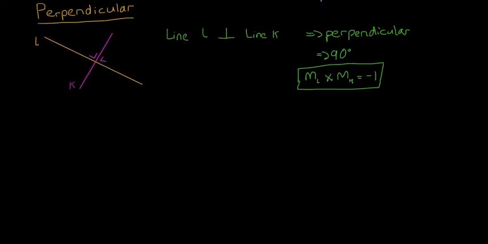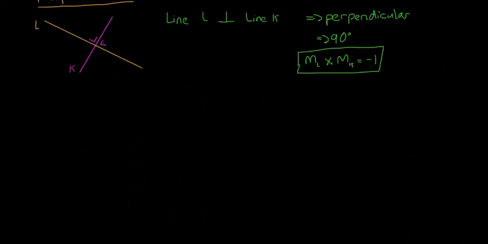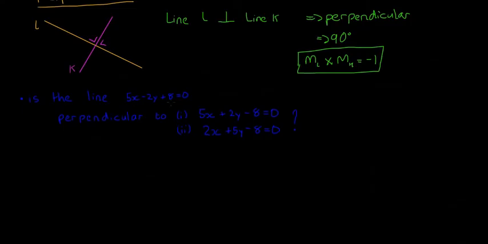So I'll scroll down and write a quick question here. It's asking us, is the line 5x minus 2y plus 8 equal to 0 perpendicular to either this line here or this line here? The way we're going to check it is using this rule: if the two slopes are multiplied by each other, they should be minus 1 if they are perpendicular. I'll call this 1, this is going to be 2, and this is going to be 3.